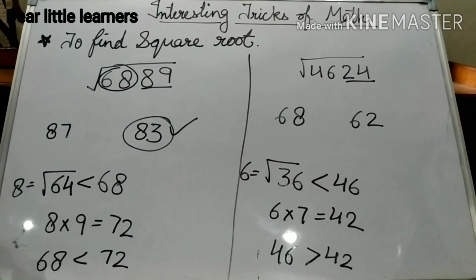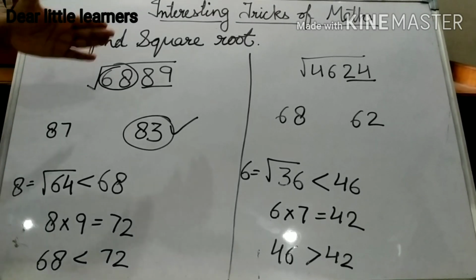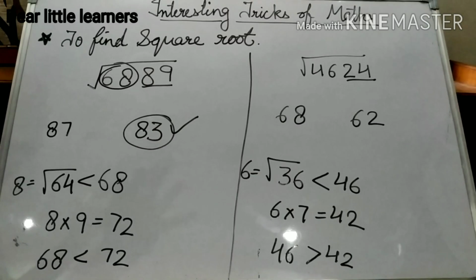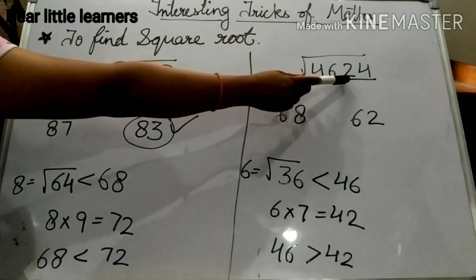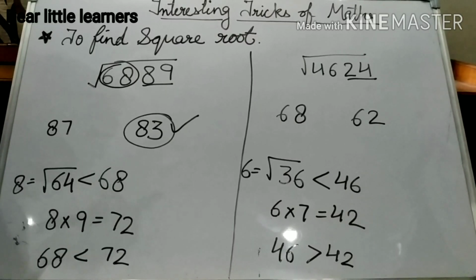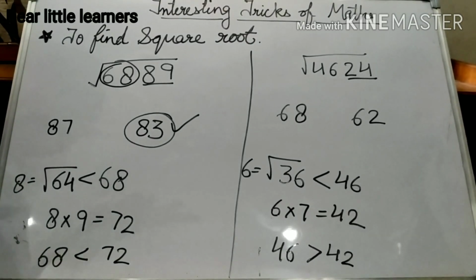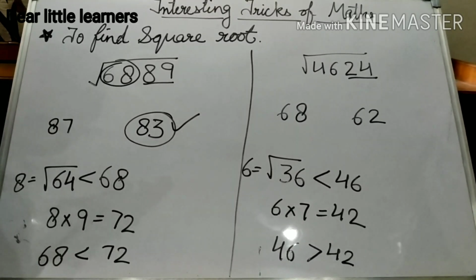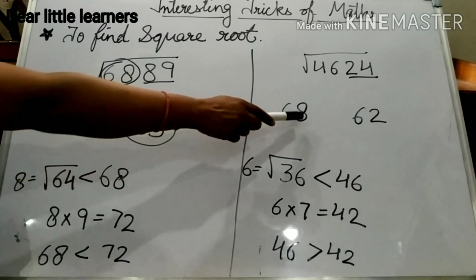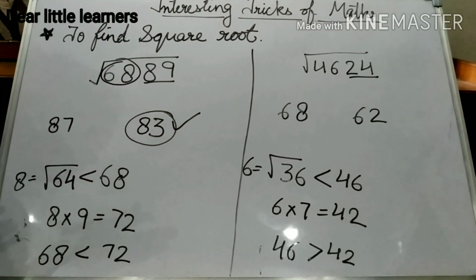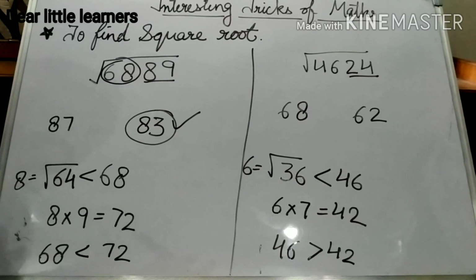Like this, in a very simple way we can find out square root. Now see the next number, 4624. Here also, children, I have taken the last two digits, 24, and we have to check in which number's square 4 is coming at the last. So there are two numbers, 8 8s are 64 and 2 2s are 4. So I have written 8 and 2 both, because I don't know which one is the correct answer.